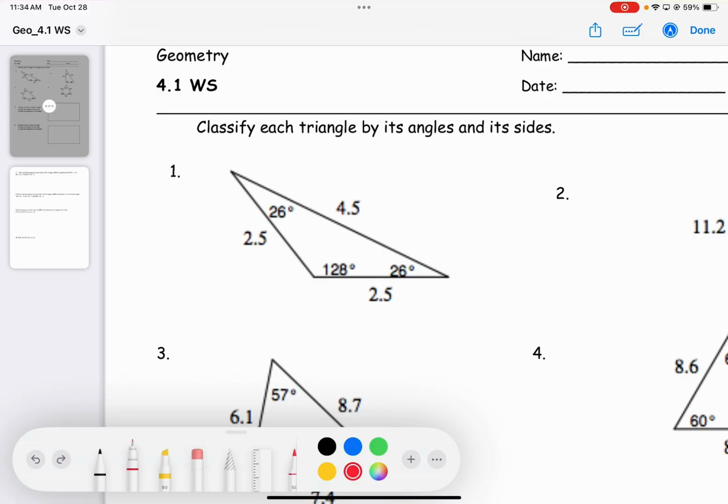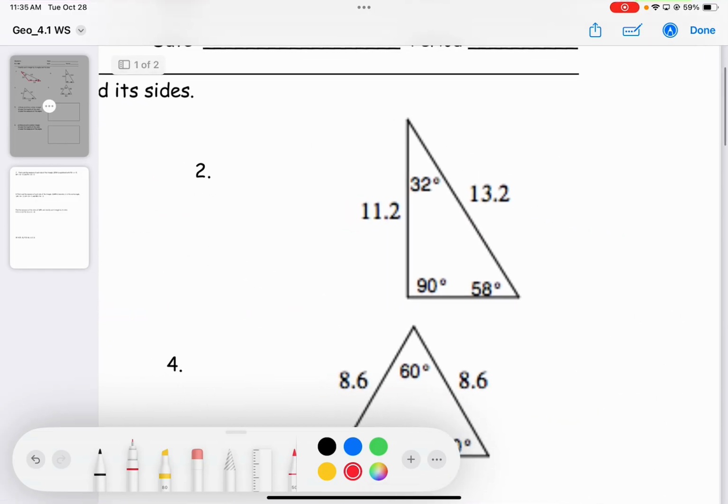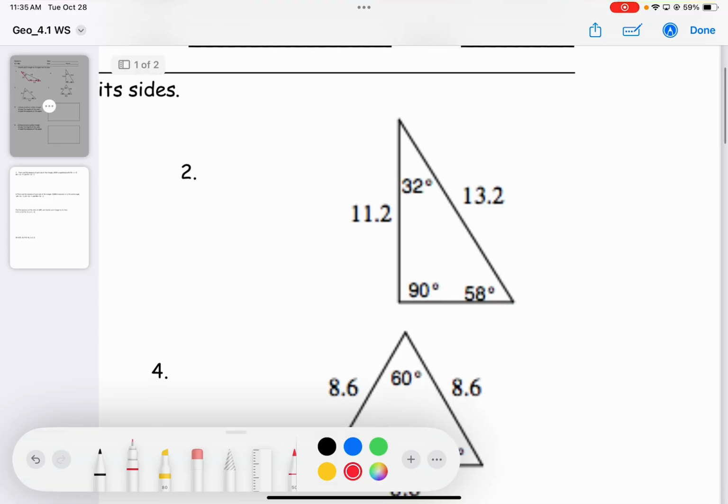And then you'll notice that the side lengths across from my other 2 angles, those 2 angles are the same measure, right? Across from this angle here is 2.5, and across from this angle here is also 2.5. So since those are the same angle measure, the side lengths opposite them should be the same side length as well too. And then over here in number 2, this one's missing a side length, but across from 90 would be 13.2, which is my biggest of the ones that are there. And then across from 58 would be 11.2, smaller than 13.2.